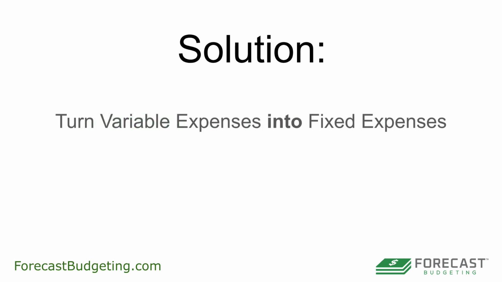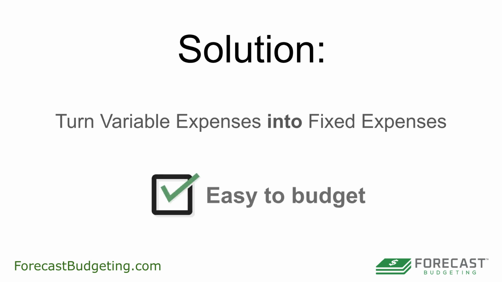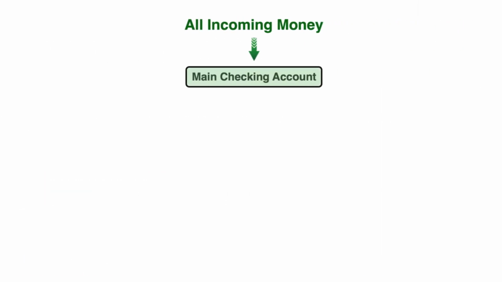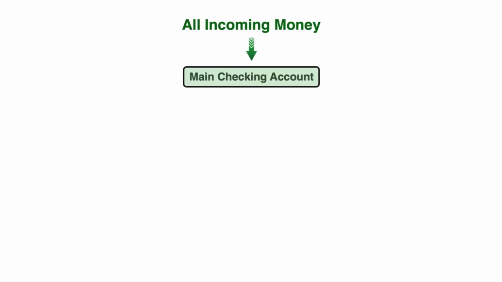The solution is to turn variable expenses into expenses we can budget, just like our fixed expenses. This makes them easy to budget and is exactly what the forecast budgeting method does. Here's how it works. First, you will have all of your household income going into your main checking account. I want you to think of this main checking account as the traffic cop for your money. All of your incoming money will go into it, and then it will direct that money to each of the different places it needs to go.